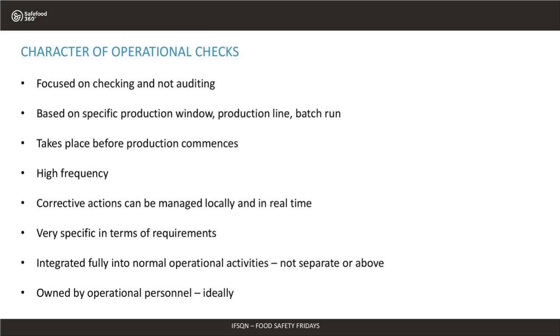Based on specific production windows, production lines, and batch runs. So again, this brings back in the element of frequency. Very often it's based on a certain frequency, and that frequency needs to be logical. It needs to be based on risk as far as you understand the risk. So no point in checking whether a production line has been cleaned correctly once a week when contamination can build up to an unsafe level after one production run.